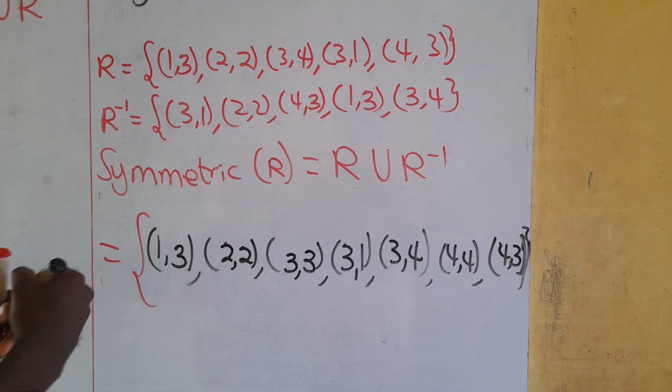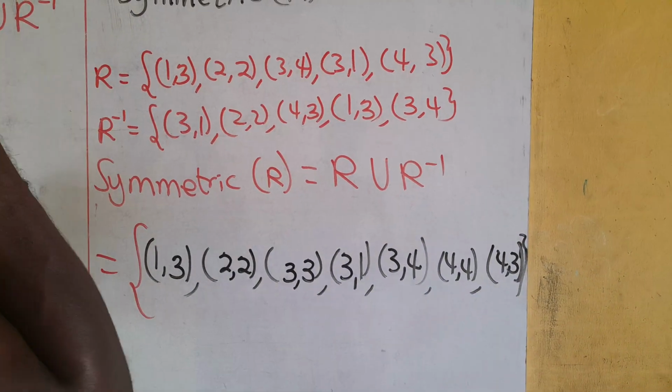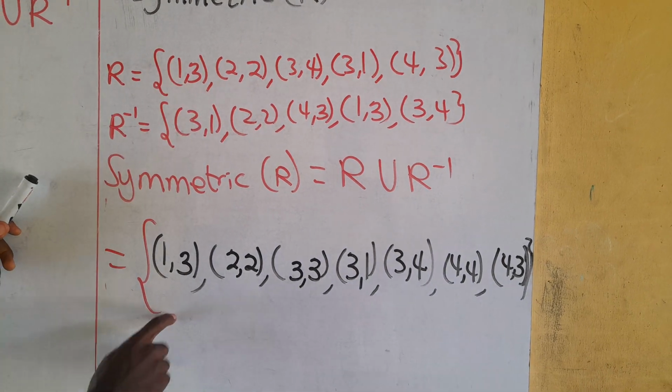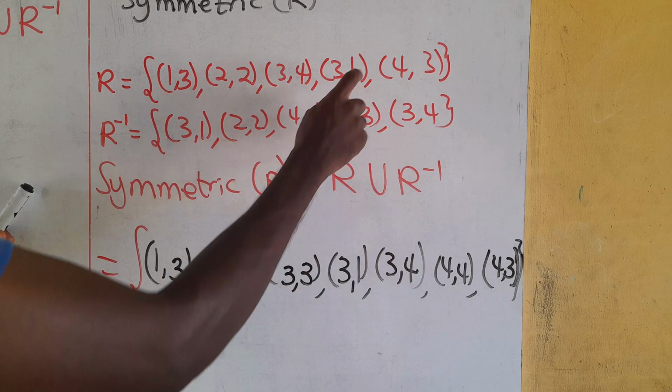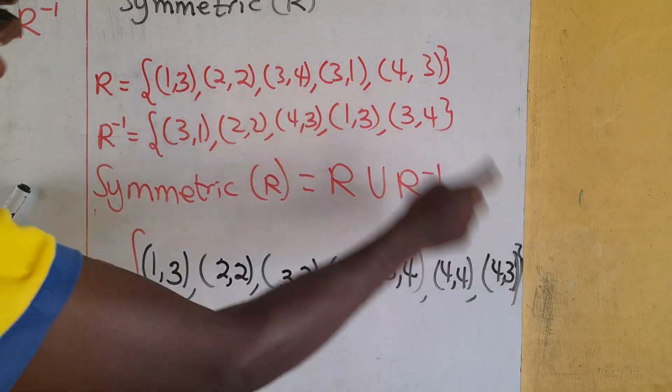Let's check whether everything is there. So first we check for the R. 1, 3, 1, 3 is there. 2, 2, 2, 2 is there. 3, 4, 3, 4 is there. 3, 1, 3, 1 is there. 4, 3, 4, 3 is there.